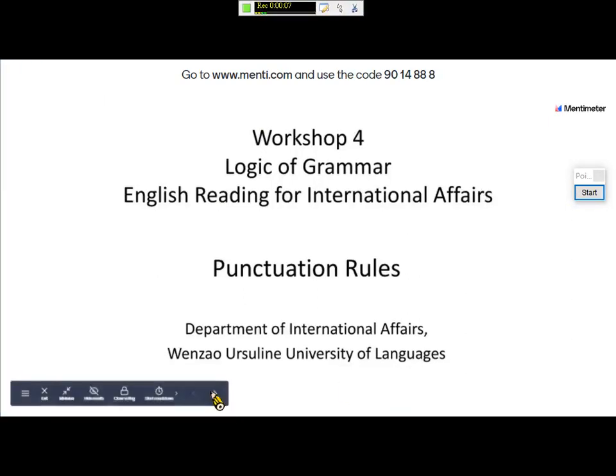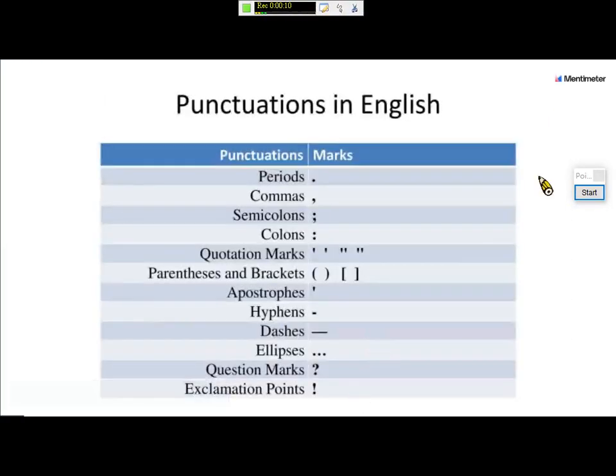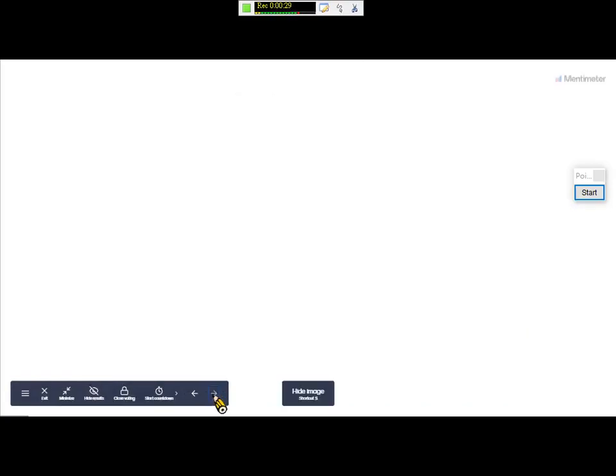Okay, let's start on this one. So basic punctuation in English most likely has these different kinds of punctuation marks: periods, commas, semicolons. All of these different punctuation marks carry different meanings for the construction of sentences. So now is a good time for us to learn a bit.